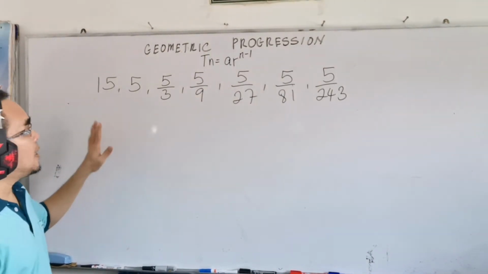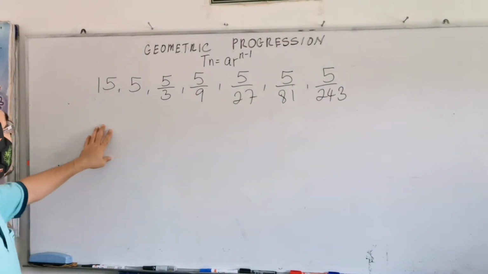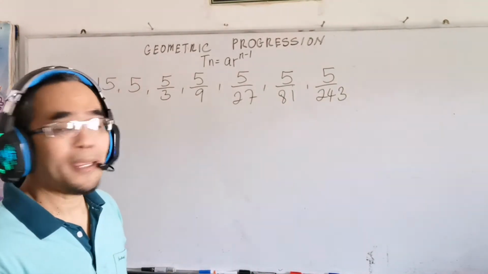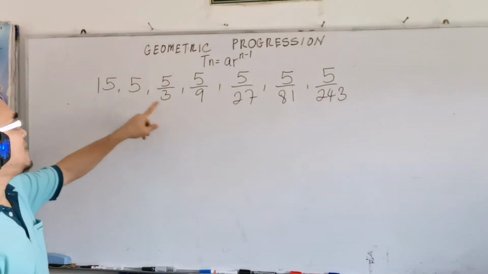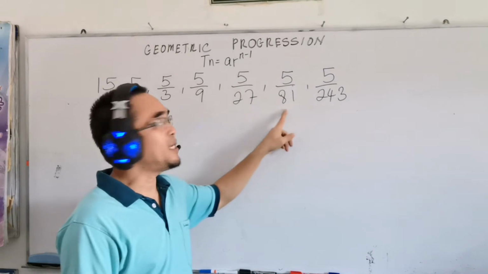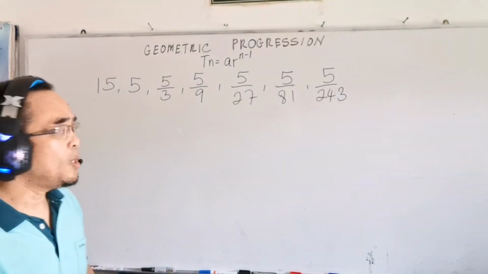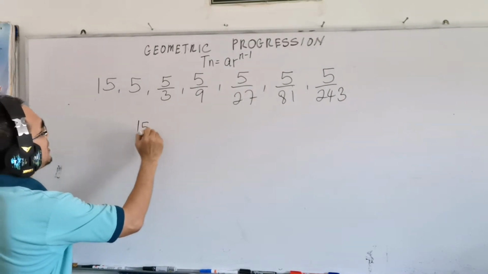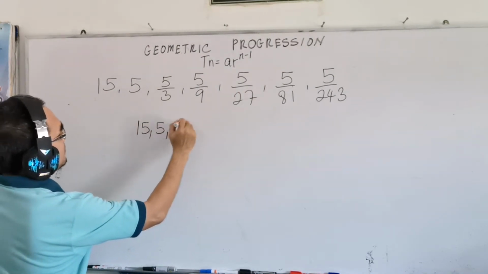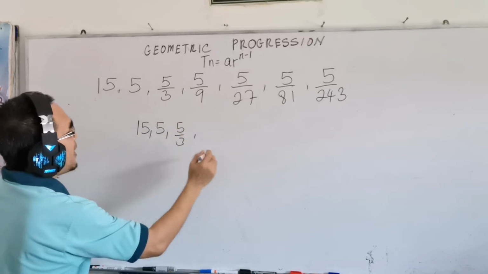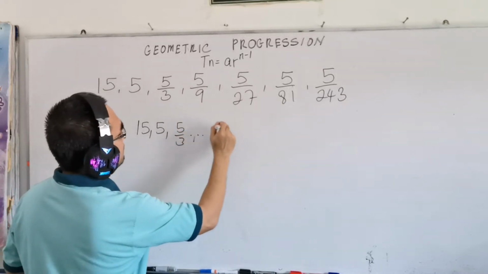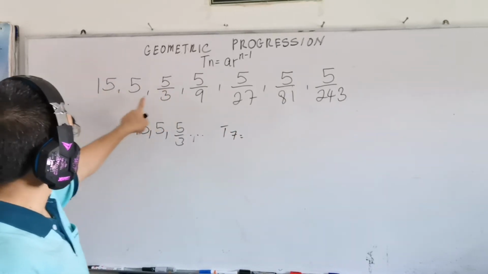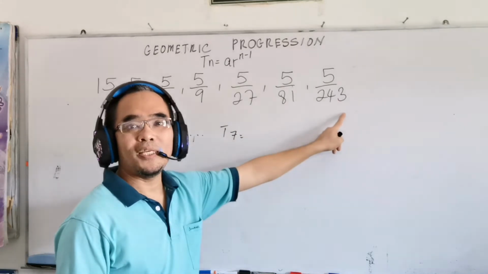So this is what an arrangement of a geometric progression looks like. First term, second, third, fourth, fifth, sixth and seventh term. Okay, so the question would be something like they give you the first three terms and they want you to find T7. So in this arrangement we know 1, 2, 3, 4, 5, 6, 7. So this is the answer.